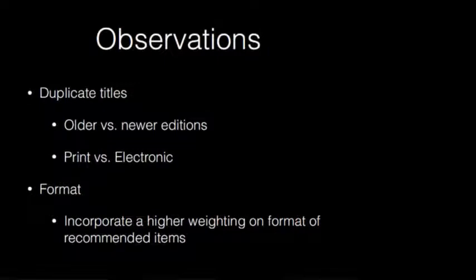So there were some issues. Here are some observations that we saw. Lots of duplicate titles. These fell into two categories: older versus newer editions. We thought it would be useful to recommend a newer edition if somebody were looking at an older edition of a book, but it wouldn't be useful the other way around, so we'll have to filter for that. And also print versus electronic. If you're looking at a print book, you might want a recommendation saying we have this in electronic format, you can look at it right now, rather than the other way around, which might not be as useful.